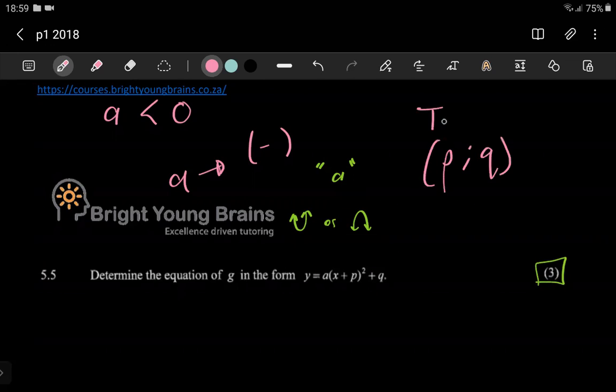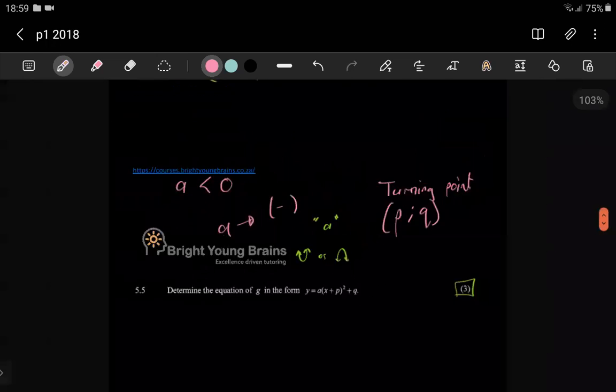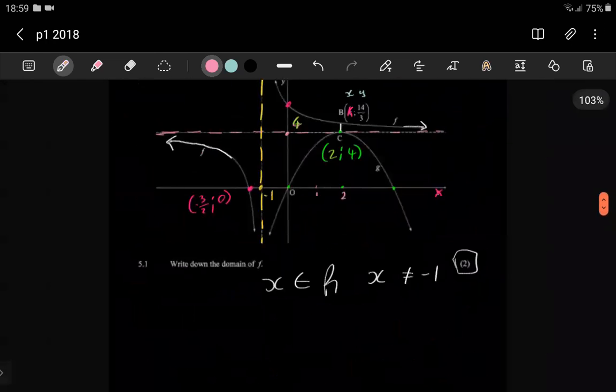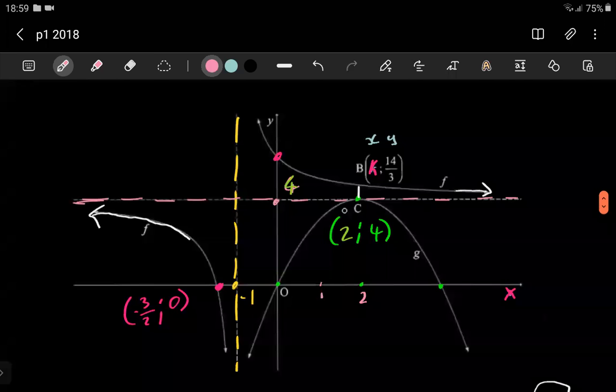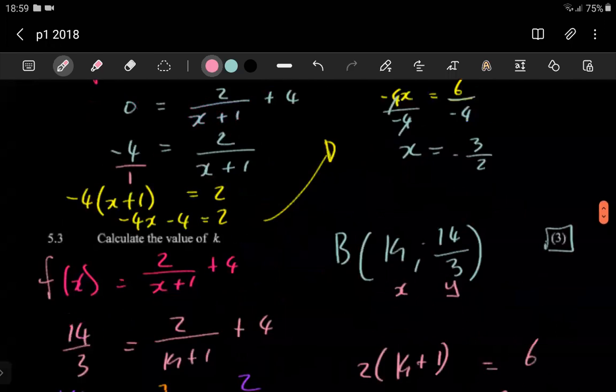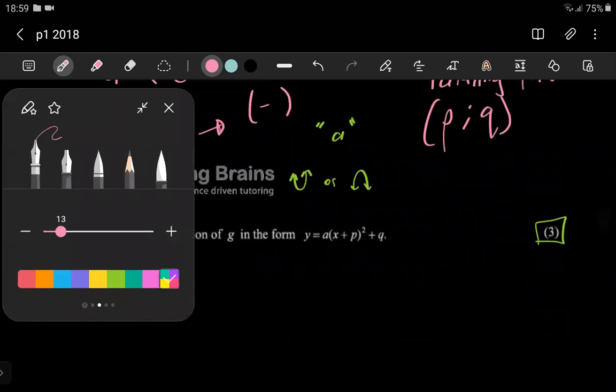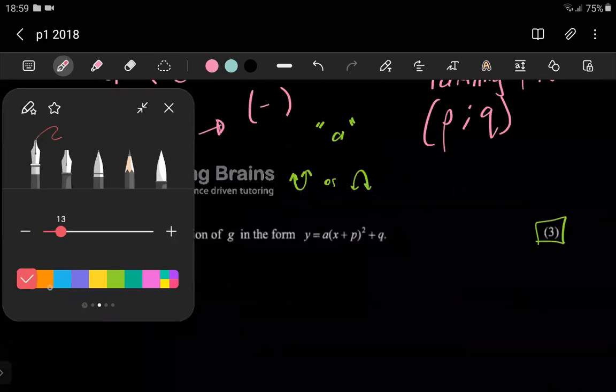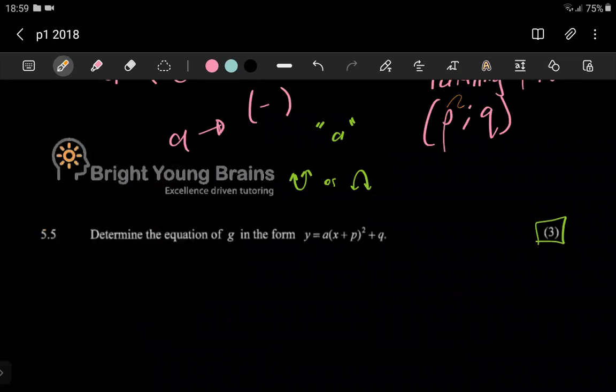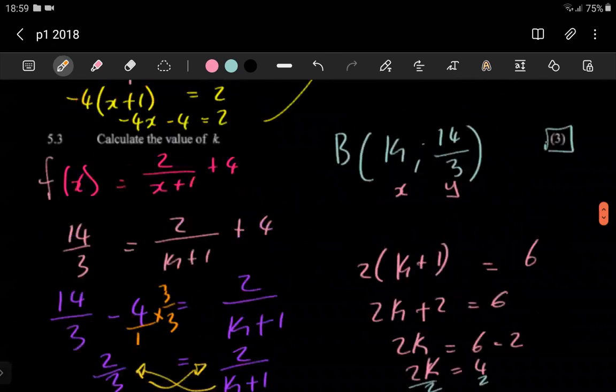You see, turning point, turning point. Now, the turning point, fortunately, we have it. It's the coordinate of C. So we have P and Q. But the issue is, with P and Q, whatever it is on your Cartesian plane, always keep in mind that for P, it's the opposite. But then for Q, it stays the same.